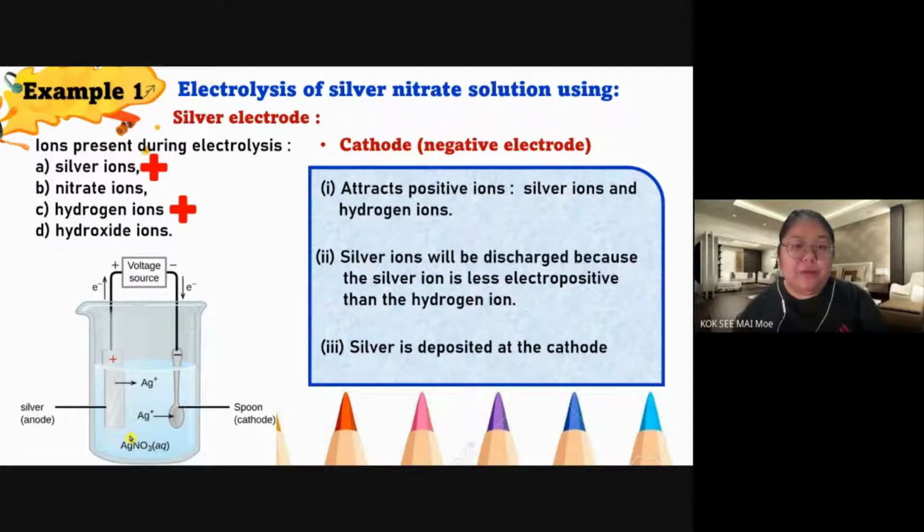You must remember what will be attracted to the cathode. Then you must mention which one will be discharged, either silver or hydrogen. Lastly, you must say what will be deposited at the cathode. This is the three steps you follow to explain the cathode. Okay, how about the anode?